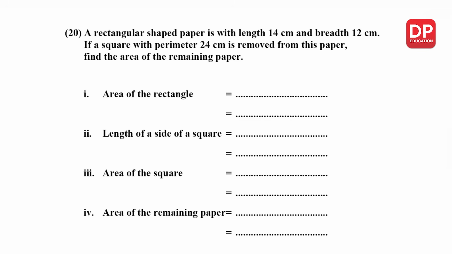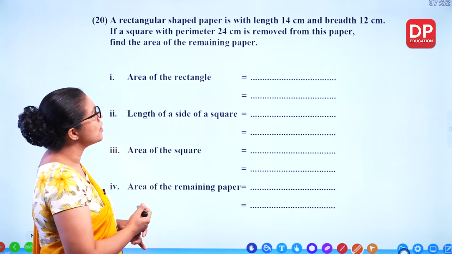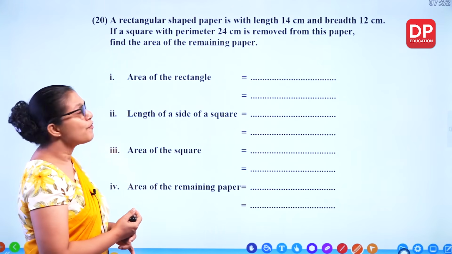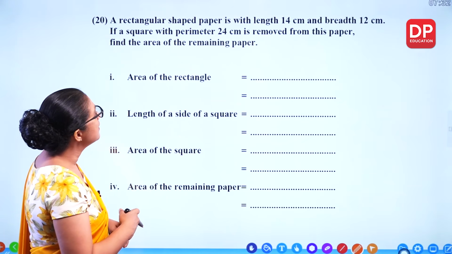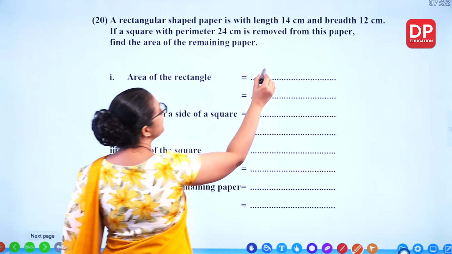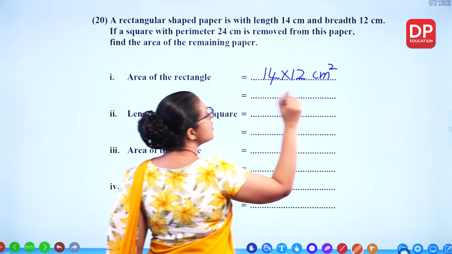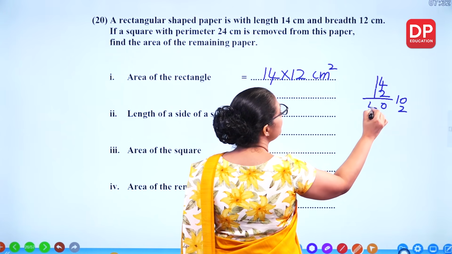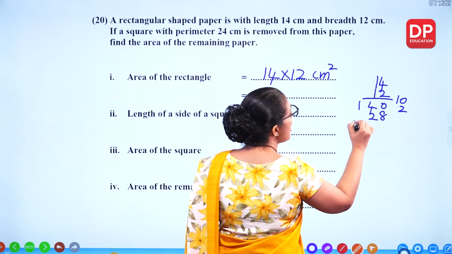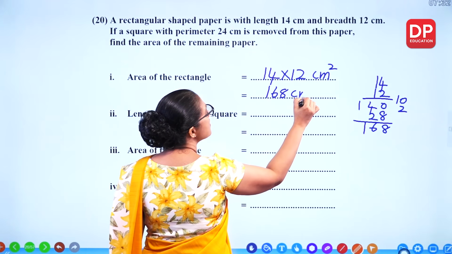A rectangular shaped paper is with length 14 centimeters and breadth 12 centimeters. If a square with perimeter 24 centimeters is removed from this paper, find the area of the remaining paper. So we first find out the area of the rectangle. 14 times 12. This is square centimeters. So what's 14 times 12? Multiply and see. 10 and 2. 2 times 4, 8. 2 times 1, 2. 168 square centimeters.